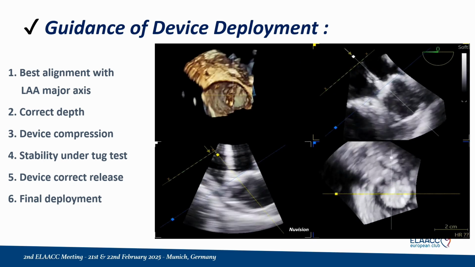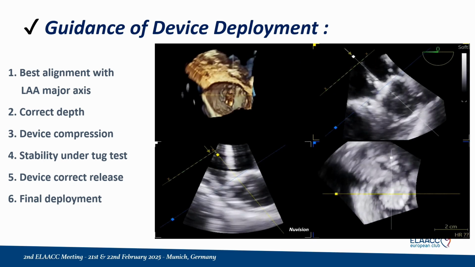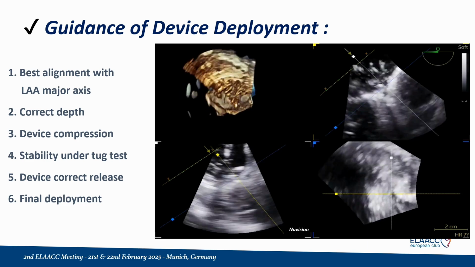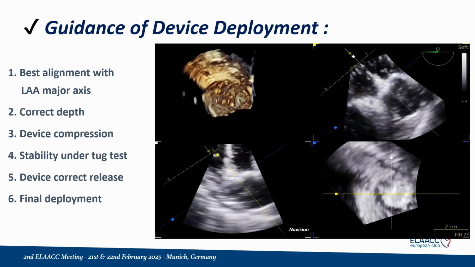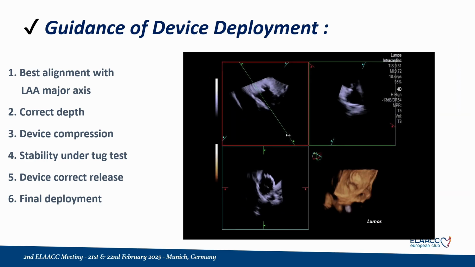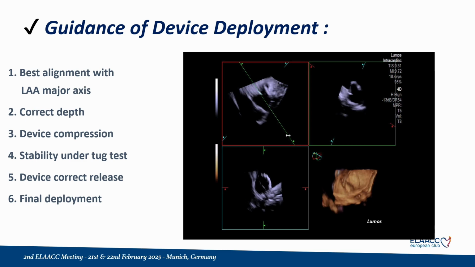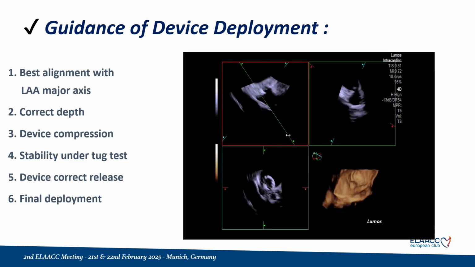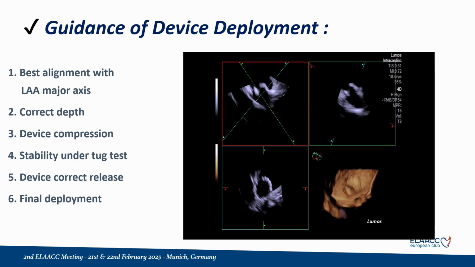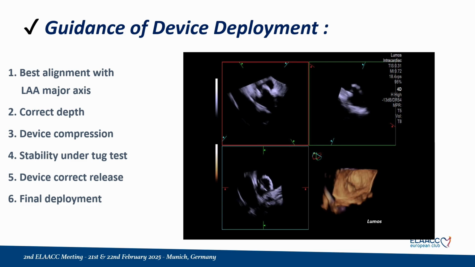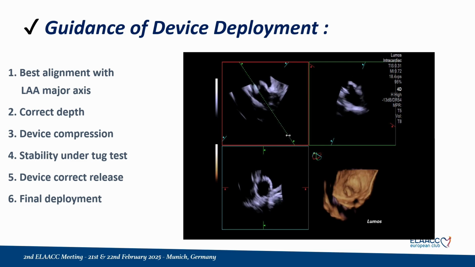This is an example of a Watchman placement. We see the 3D and the MPR live with all the possible visualization of the device. This is a similar image from Lumos. We see in the same shot the 3D and the 3 different orthogonal views of the device and the LA in the red plane, green plane, and blue plane.